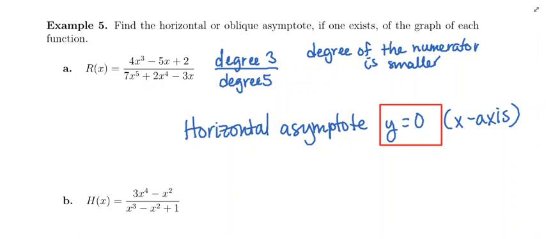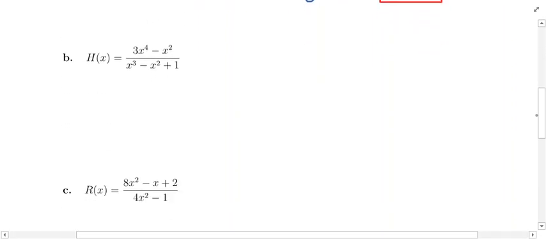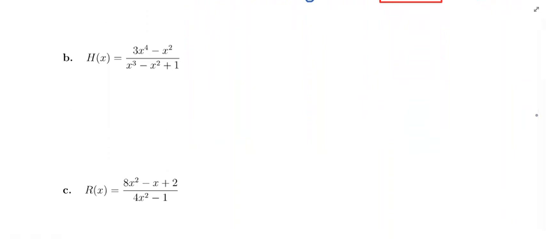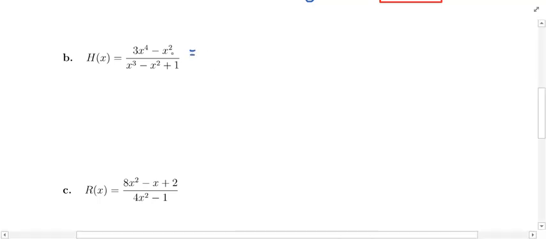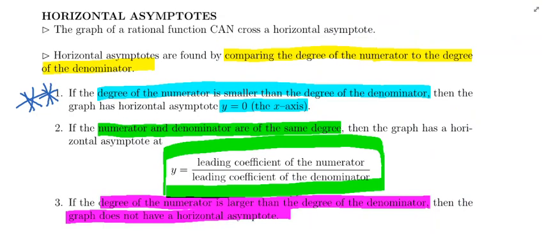We can move on because part A has a horizontal asymptote, so it's not going to have an oblique one. Moving on to the next rational function. h of x is equal to 3x to the 4th minus x squared over x cubed minus x squared plus 1. Again, it's all about comparing the degree of the top to the degree of the bottom. The numerator, the highest power of x is 4, so this is going to be degree 4. And the bottom is going to be degree 3. So the degree of the top is bigger. Go back to our rules to figure out what situation this is.